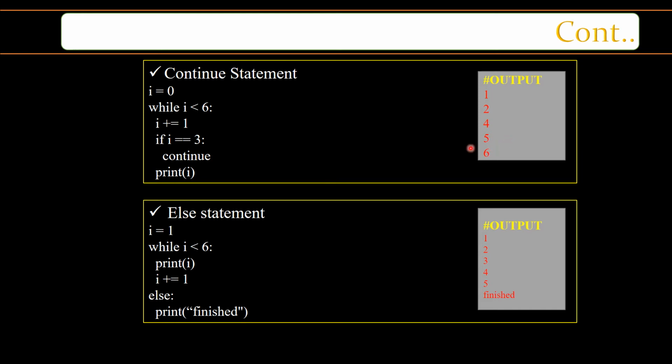Here, how we are going to use the if: even though here i is equal to 3, it is not going to break here. Here it continues until this value becomes true.